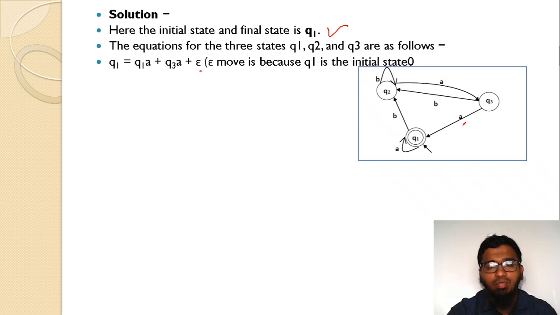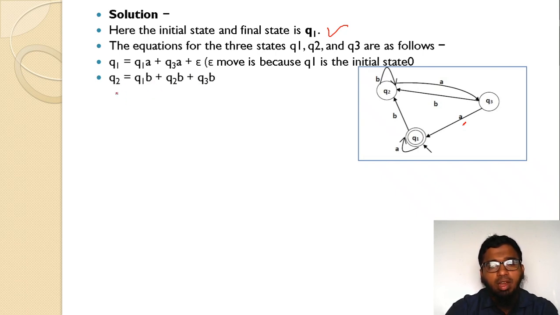Why have we taken the epsilon? Because, as I told you, Q1 is the initial state and epsilon is added in this conversion. Because of that, we added it here. So the first equation for Q1 is Q1A plus Q3A plus epsilon.